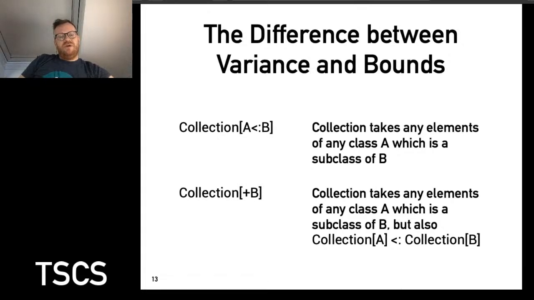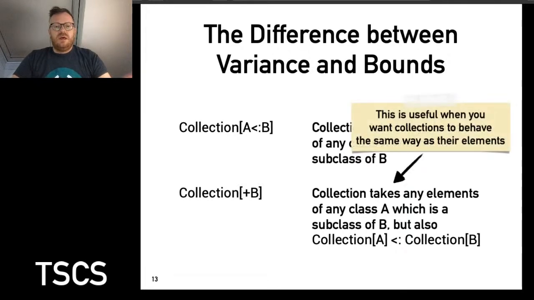With variance arguments, with the plus operator, for instance, or the minus operator, we don't make any limitation options, but we put the collection type in this case into a subtyping relationship with other collection types of other types, depending on their subtyping relationship. So we're linking them in a way. Now this is the difference between those two. And this is only useful when you want, in this case, collections to behave the same way as their elements.